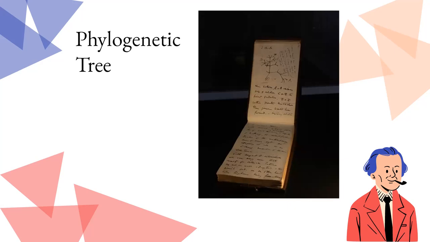Great. Phylogenetic tree. I talked about phylogenies. Does anybody know what this specific image is of? It's the very first ever phylogenetic tree drawn. It was by Darwin in his sketchbook when he was on the HMS Beagle going around the world. He drew this in his sketchbook and it has now been ingrained within phylogenetic studies.